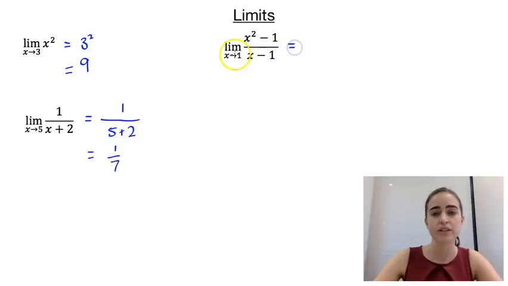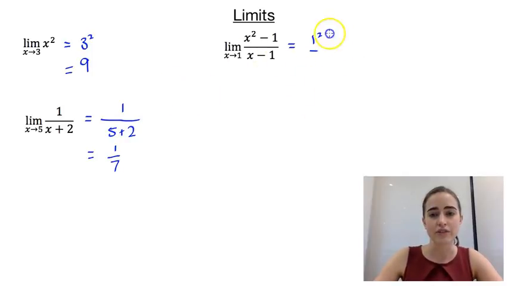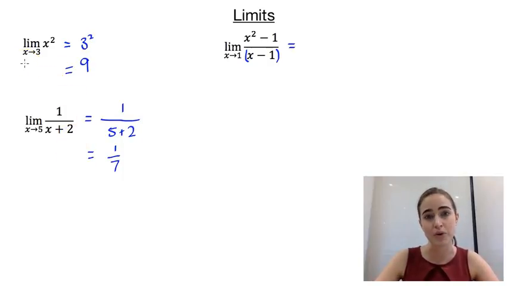Now if we substitute into this one, we'll put that x equals 1 in there. We'd have 1 squared minus 1 over 1 minus 1, which would end up giving us 0 over 0. And we know that we can't divide by 0, so that doesn't make any sense right now. What this function is telling us is that the x minus 1 on the bottom means that the function isn't defined where x equals 1. Because it's not defined, we can't just substitute in like we did the other ones, because that function doesn't have a value at that point.